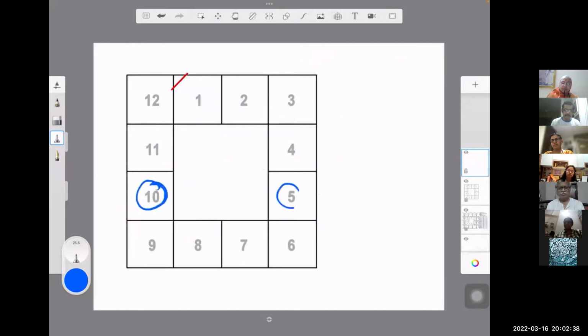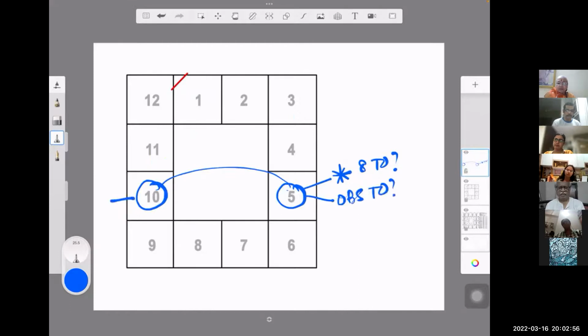When we say this, if this is the house in question, this house is the 8th to which house? It is the 8th to this house, correct? So the 8th house is the obstacle. So it is the obstacle to which house? To this house. We never look at it this way. We always say, its obstacle is this one. I don't know whether you are understanding.